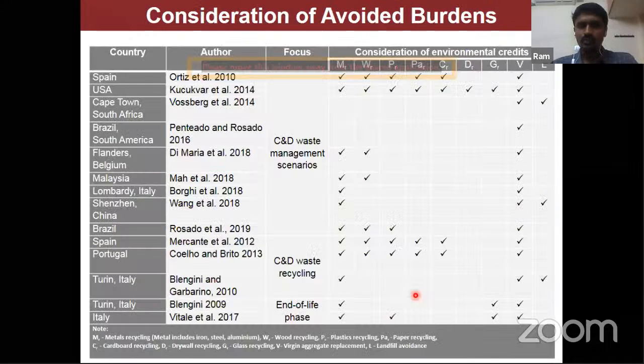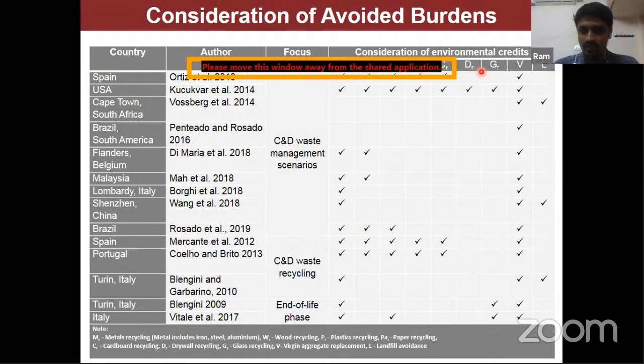So is the consideration of avoided burdens new? No, it is very popular in the literature. For example, in the same literature, you can see different kinds of materials and their consideration of environmental impacts has been considered. In this study, we have only considered the avoided burdens of aggregation and the landfill avoidance. Other metals, wood, plastics, cardboard, paper recycling, we haven't considered. So that's one of the uniqueness of this study.